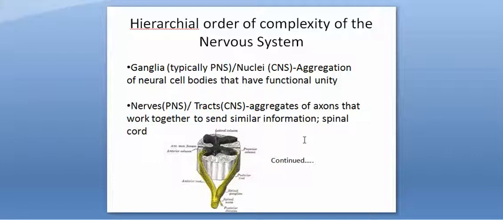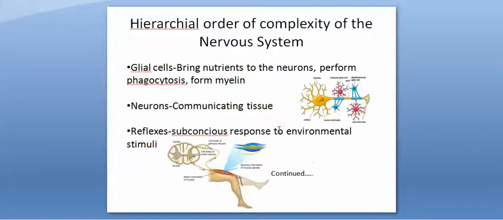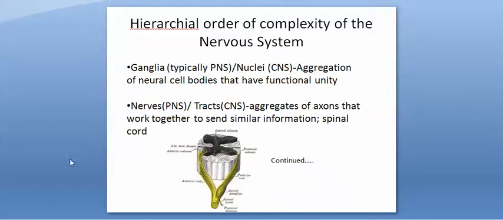All right. So now that we've talked about the neural cell body, which is this guy here, let's talk about the axons. Just like ganglia and nuclei are essentially the same thing, just found either in the PNS or the CNS, and that's what PNS is, peripheral nervous system, CNS is central nervous system, nerves and tracts are the same thing. However, they're aggregations of axons that work together to send similar information.